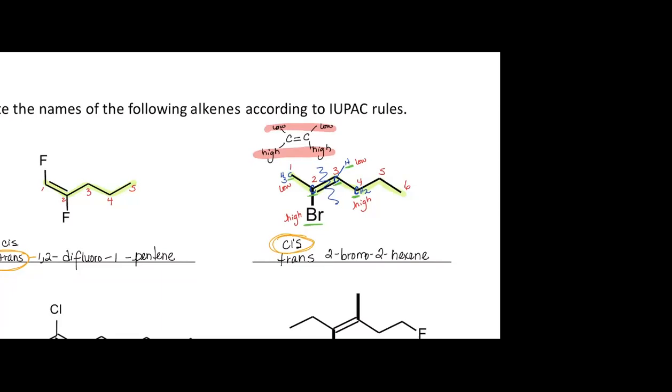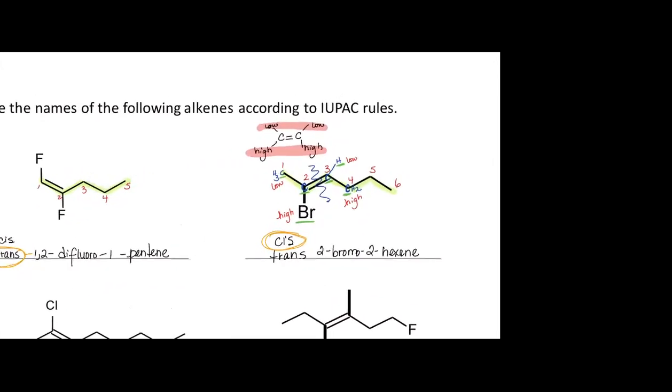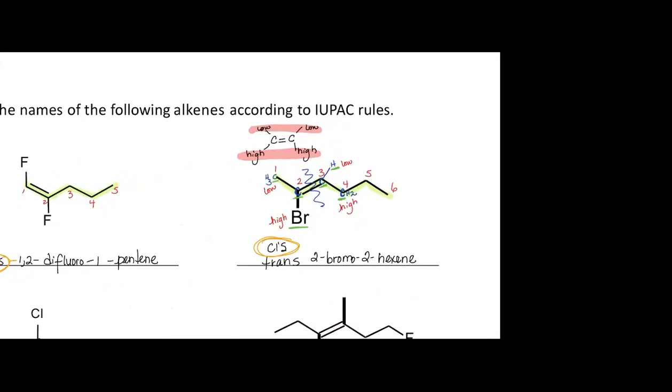For those of you that are curious, how would the trans look like? Let me just draw it. You can prove to yourself at home that what I'm drawing now is the trans of this. This is trans. So utilizing the same idea, you can actually prove that that second molecule that I drew is the trans version of 2-bromo-2-hexene, okay? We have 5 minutes left.